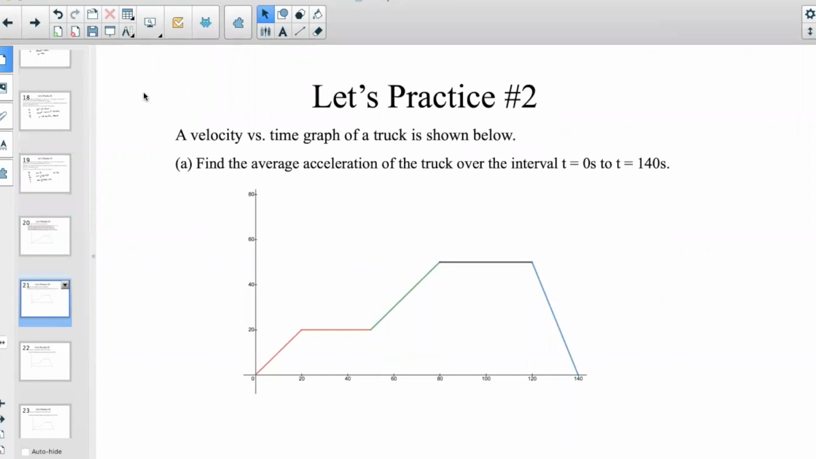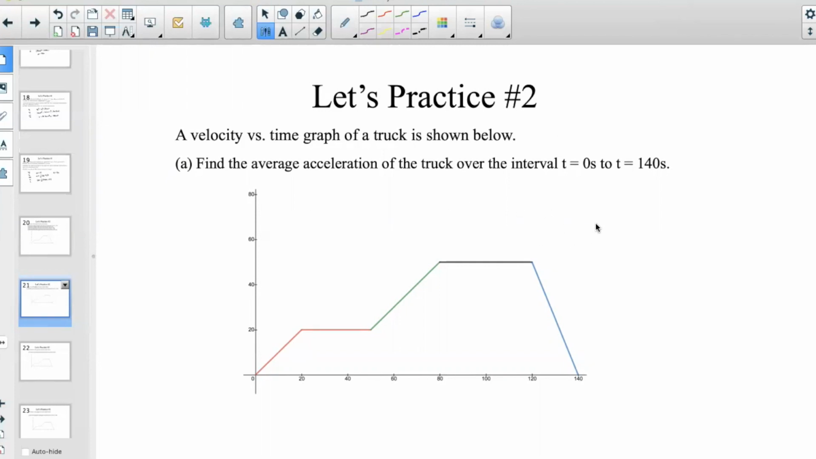So in this problem, we have a velocity versus time graph of a truck below, and in part A, we want to find the average acceleration of the truck over the interval t equals 0 seconds to t equals 140 seconds. So since it's a velocity time graph, we know that the slope of a velocity time graph is the acceleration. However, it's also important not to forget our kinematics equation.